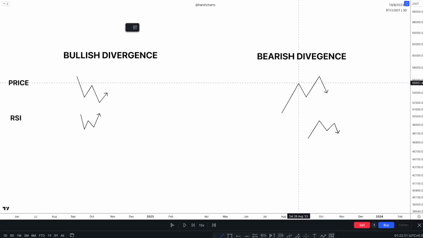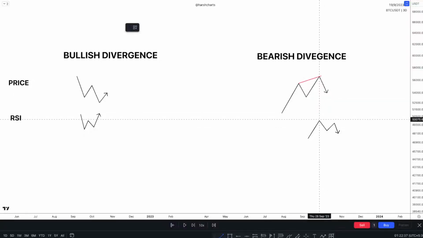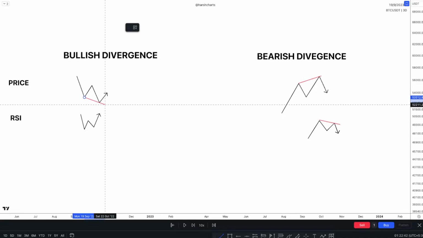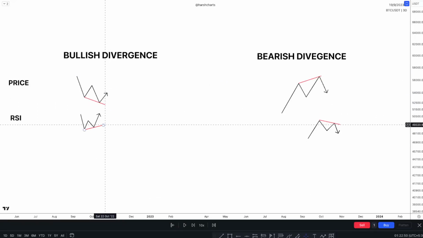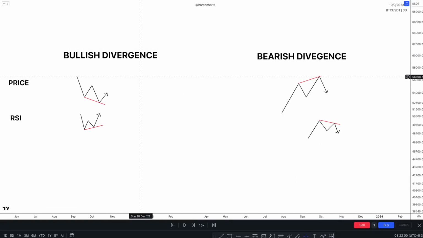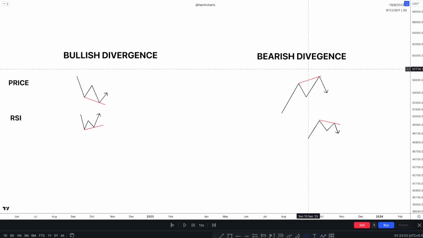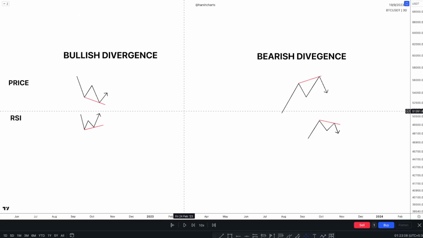So let's mark the divergence red. The red line is basically showing the divergence. When the price is going lower and the RSI is going higher, you have to look at the bottom when you are seeing bullish divergence, and when you are seeing bearish divergence, you have to look at the top of those charts. You have to remember this.